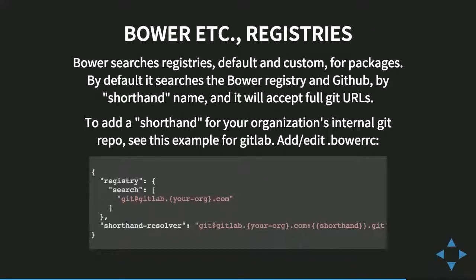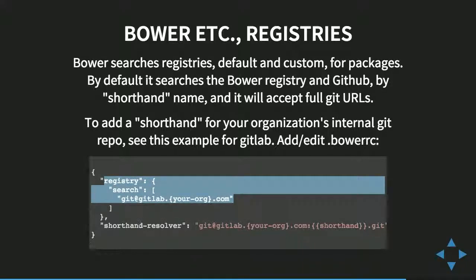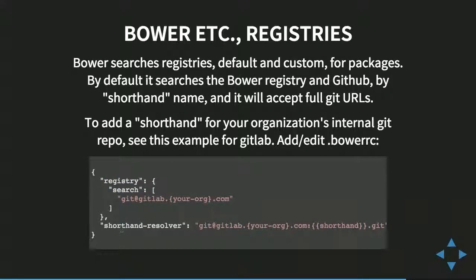If you have a private repository like GitLab, you can modify your Bower RC to define your own custom repository. Shorthand resolver is, like I said, if everybody's familiar with GitHub, you usually have like a username/repository. That's the shorthand name. So basically this says, find it, gitlab.mycompany.com. Whoop, got cut off a little bit. Shorthand.git. So in my case, it'd be Todd/mymodule.git. It pulls down the Git repo automatically for you.